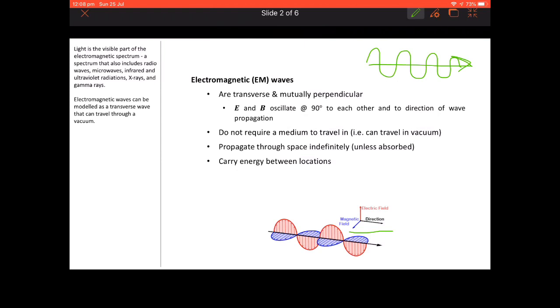Electromagnetic waves also carry energy between locations, so they carry energy but there's no transfer of mass, which is how waves work. Just before I move on to the next slide, I'll clarify that mutually perpendicular means that the electric and magnetic fields are oscillating at 90 degrees to each other, and then the transverse means that they're travelling at 90 degrees to the direction of wave propagation.